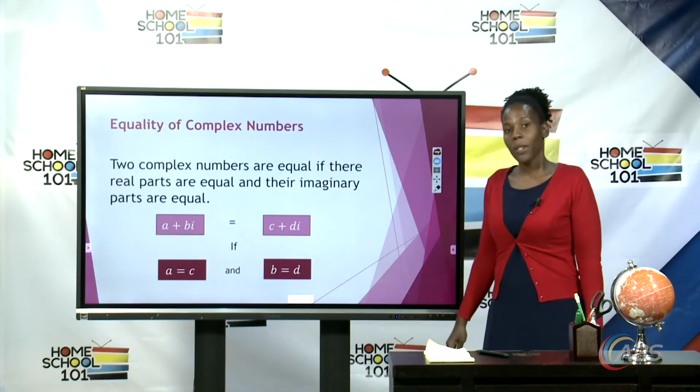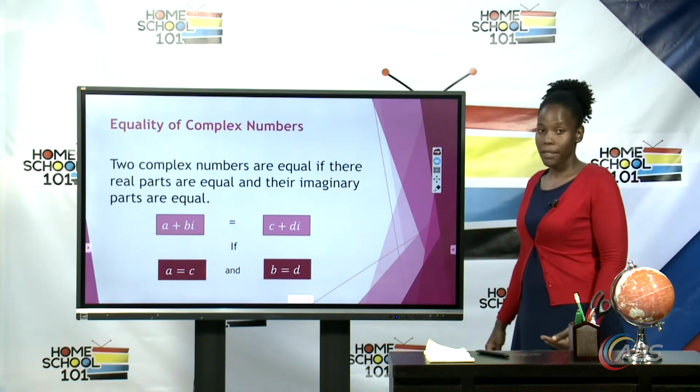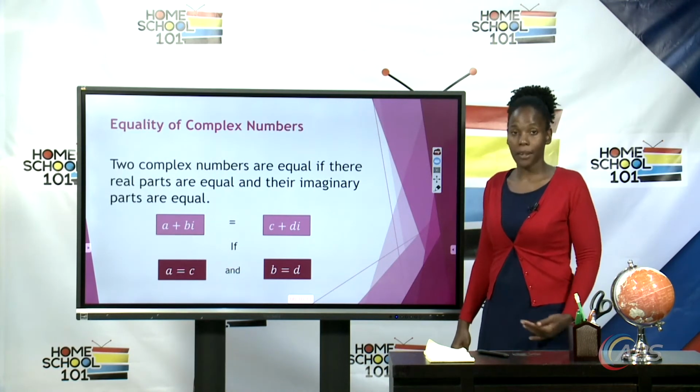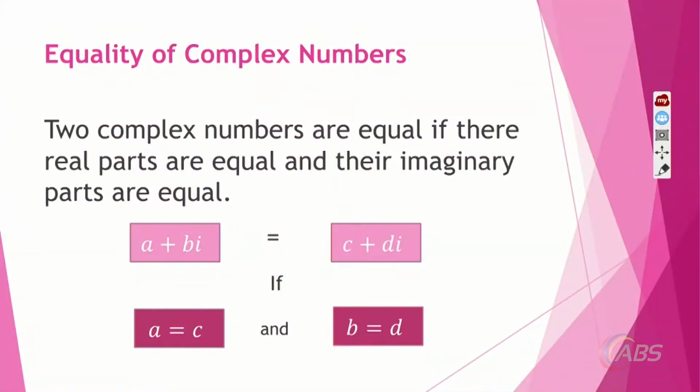The next thing we will look at is the equality of complex numbers. Complex numbers are equal if their real parts are equal and their imaginary parts are equal. So given two complex numbers, a plus bi and c plus di, a plus bi is equal to c plus di if a is equal to c and b is equal to d, if their real parts are equal and their imaginary parts are also equal.